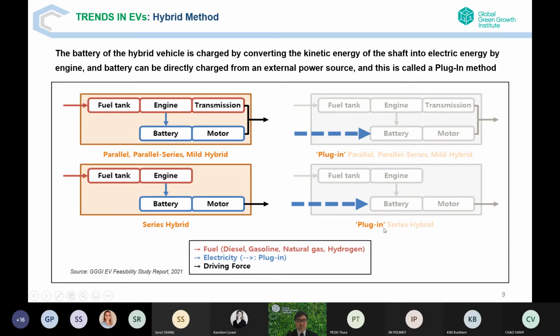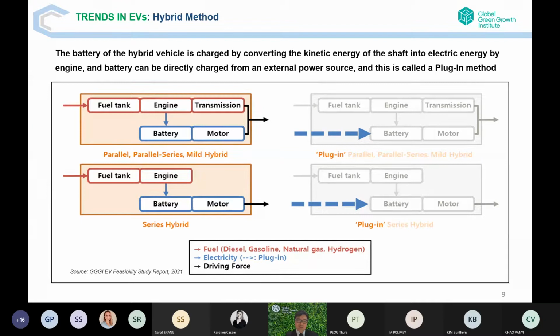So what is the difference? Maybe it's the parallel. In the parallel hybrid, at low speed the motor accelerates, and at high speed the engine accelerates. It uses the layout of an existing car and has the advantage of being simple in structure, light in weight, and inexpensive in price. However, the motor output is limited, so there is a limitation in increasing efficiency at low speed.